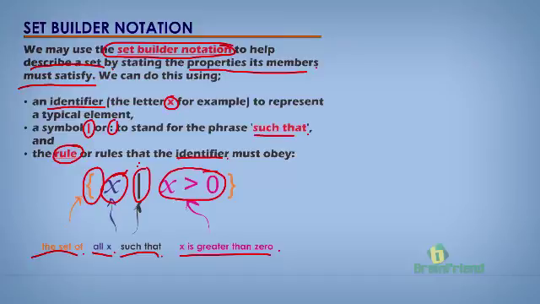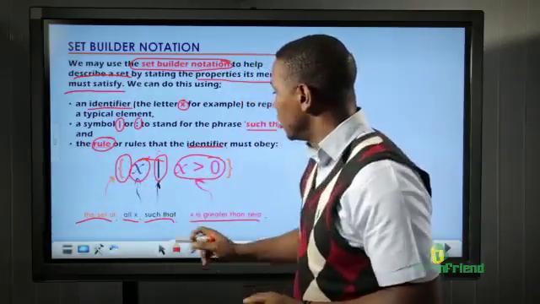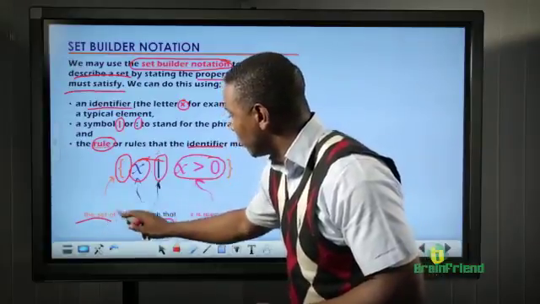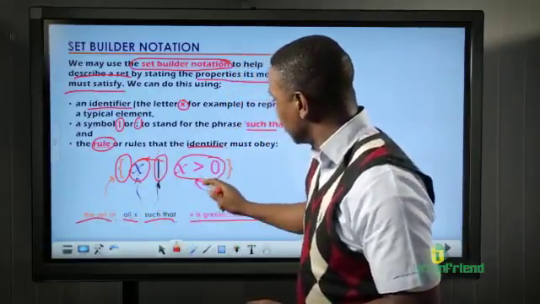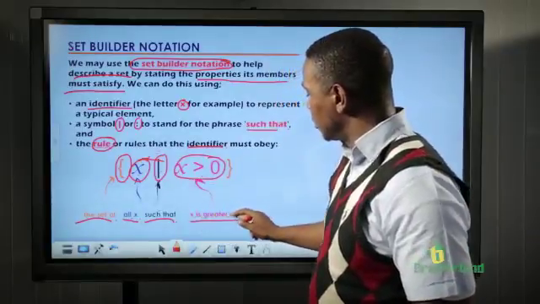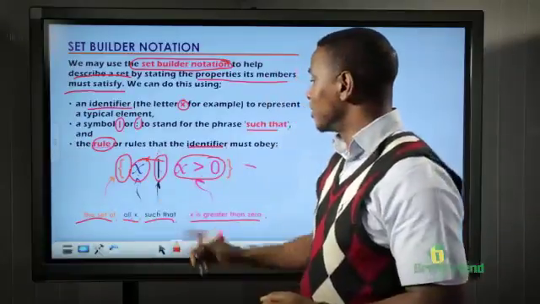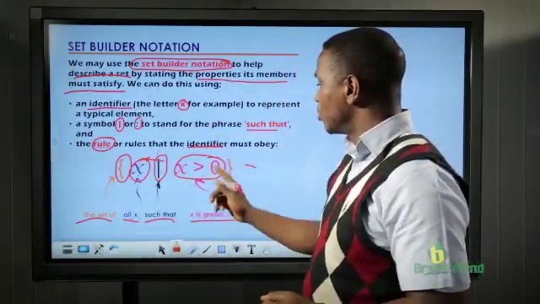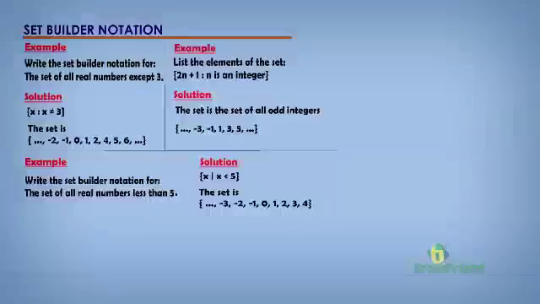If we were to read all of this out combined as a statement, it would be the set of all x such that the rule x is greater than 0. So the full statement is read as the set of all x such that x is greater than 0. Let's take a look at some examples.